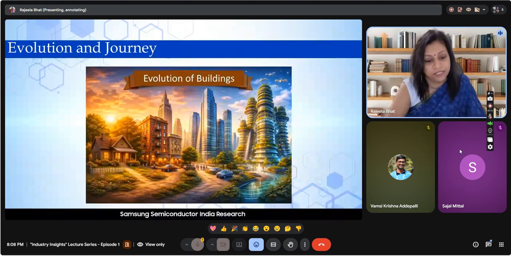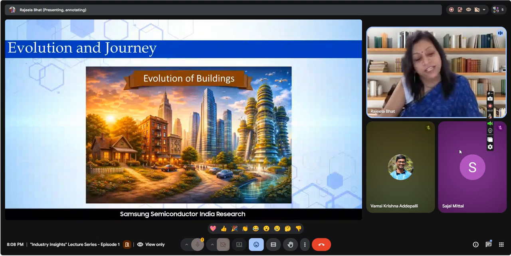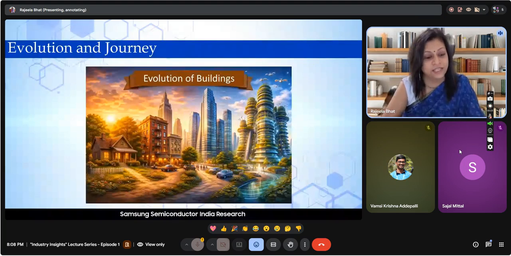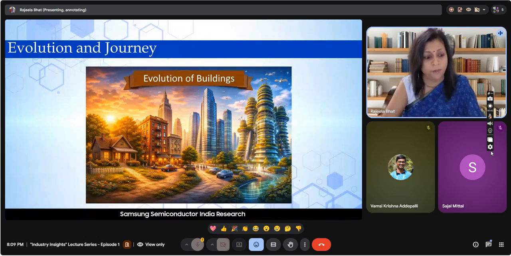If we talk about the journey and the evolution, it is very similar to how buildings have evolved. Initially, back in probably the early 19th century, we had big joint families, and the spaces and houses were bigger. As we moved into the 1980s and 1990s, we had a smaller, independent house, and it was much more optimized.